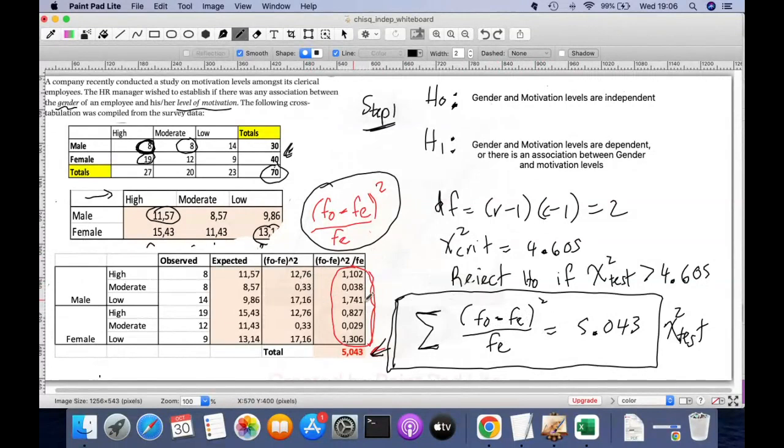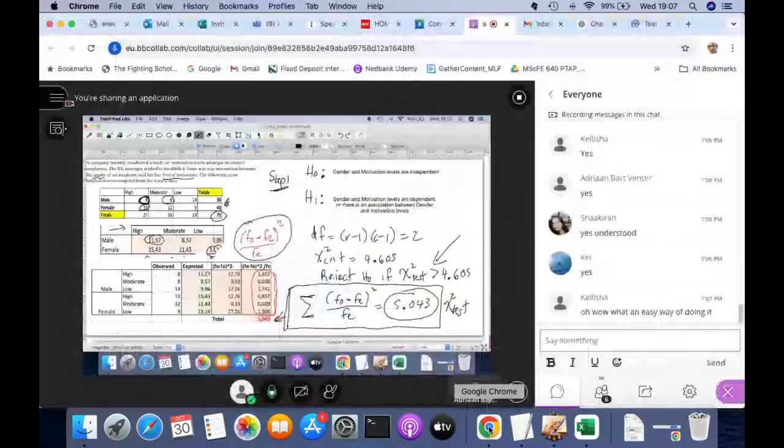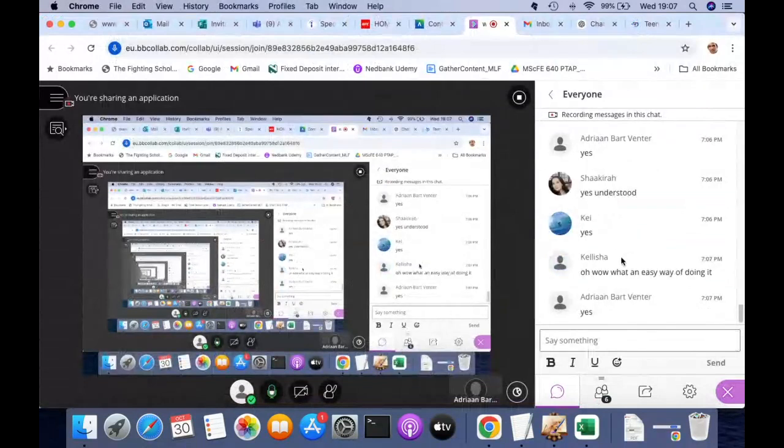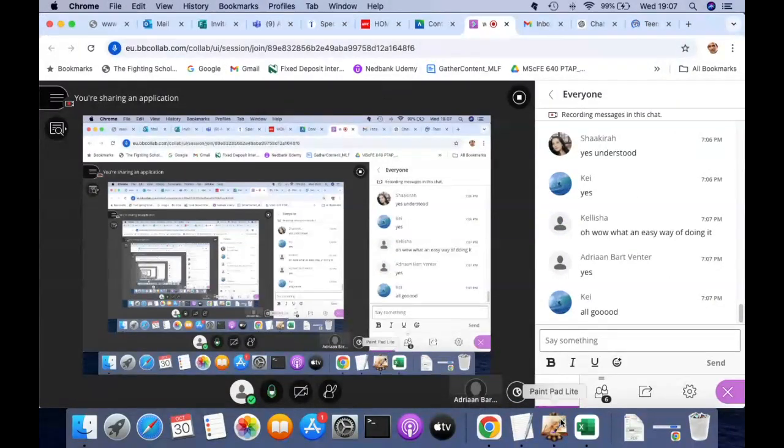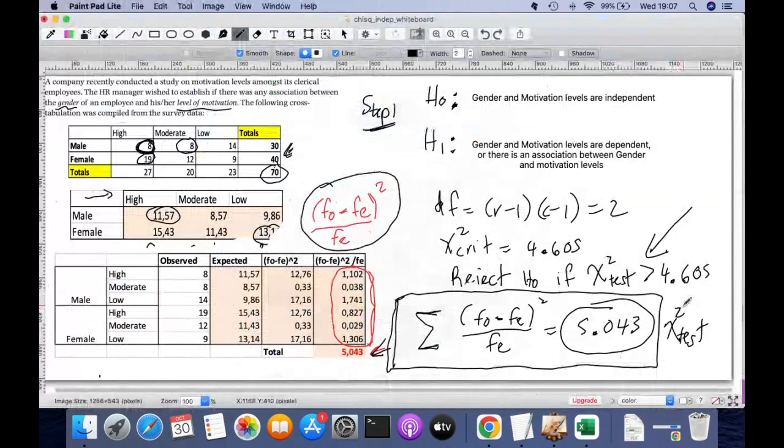If you just understand the process that I've done in this table, that's what it takes to get your chi-squared test. And remember what we said in step 2, this step here. If you look at what we're saying here, we're saying if your chi-squared test is greater than this, and in our case, it is, then that means we reject H0 because 5.043 is greater than 4.6. Does that make sense? Anyone? Did I lose anyone? We're all good? Great. Very good. So that means we reject our H0.